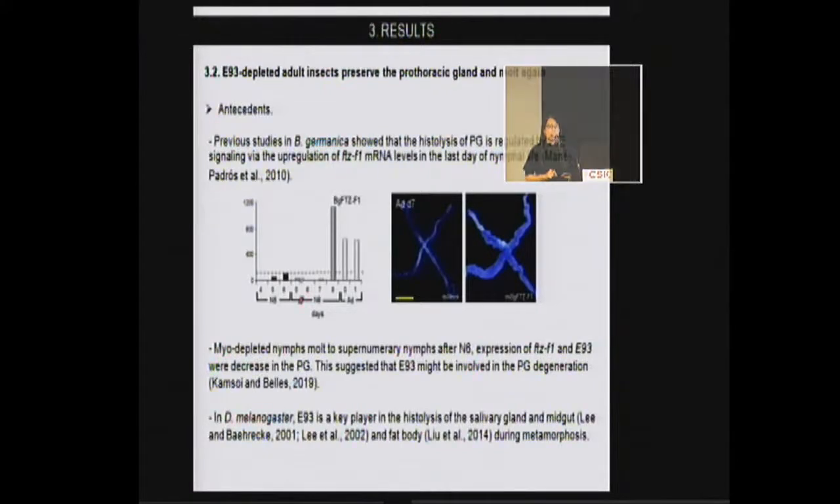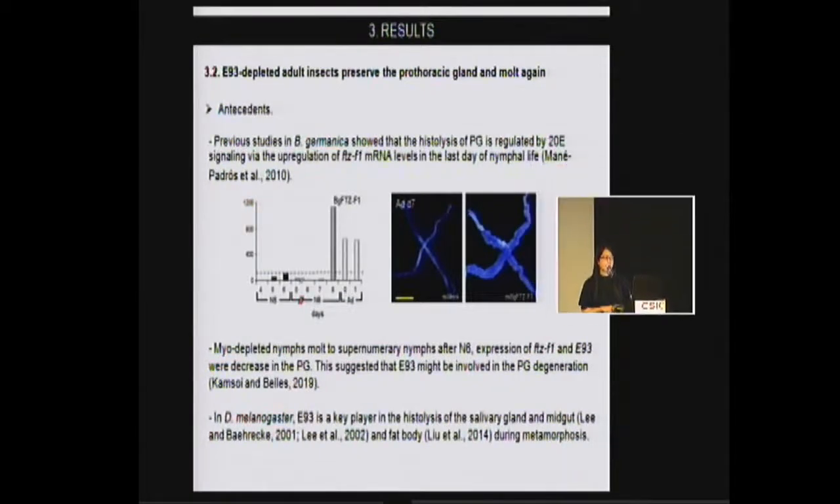So, the antecedents for this study: first, a previous study in Blattella germanica showed that the histolysis of the prothoracic gland is regulated by ecdysone signaling, by upregulation of the Fushi tarazu transcription factor 1 on the last day of nymphal life, as you see here. And when they depleted Fushi tarazu transcription factor 1, they found that the PG did not disintegrate.